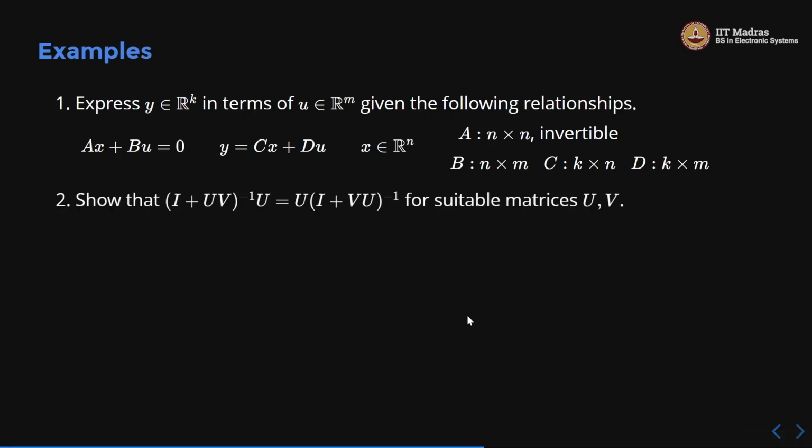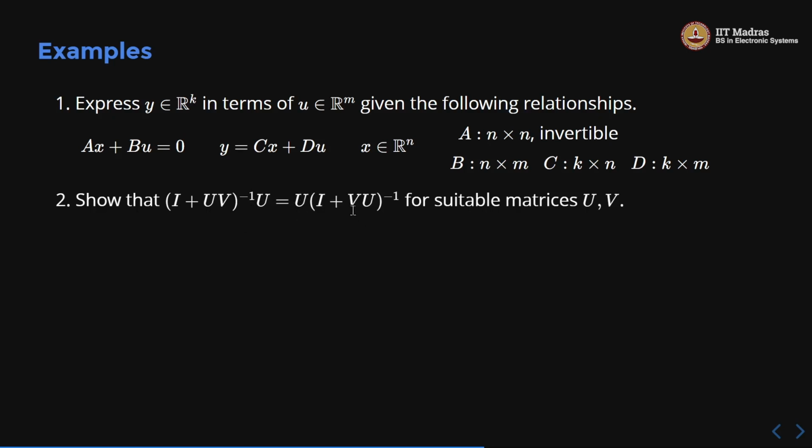This gives you a good example. Now look at this one. It says show that (I plus uv) inverse, where we assume uv is a suitable matrix, so I plus uv has to be invertible for this to make sense. (I plus uv) inverse multiplied by u has to be the same as u multiplied by (I plus vu) inverse.